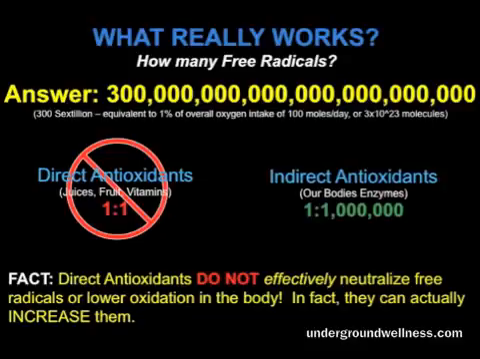So now, let's evaluate those approaches. The direct antioxidant approach is a 1-to-1 ratio. The indirect is a 1-to-1 million ratio. Let me go back, again the green doesn't show up. So when something is working on a 1-to-1 ratio, the direct antioxidants, let's talk about that. This is analogous to, say, a forest fire. That 300 sextillion free radicals is like the forest fire, or a raging forest fire.